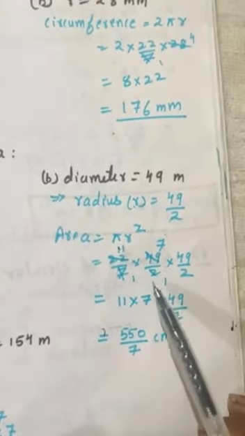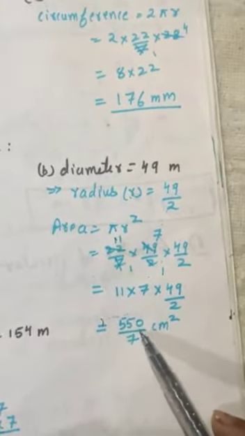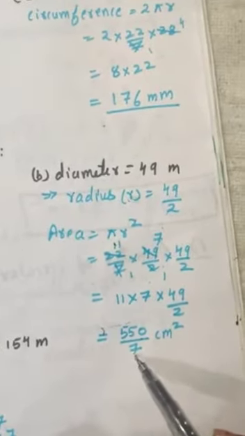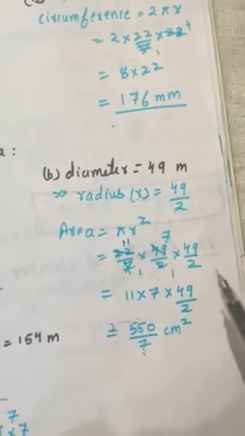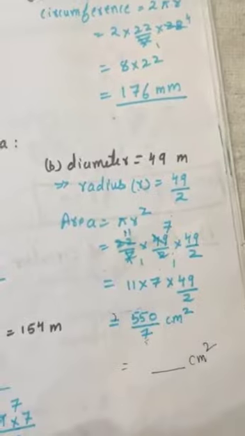22/7 into 49/2 into 49/2. कैंसिल करने के बाद the answer will be 550/7 centimeter square. So you can write it in the decimal. Further you can write it, or you can just leave it like that only.